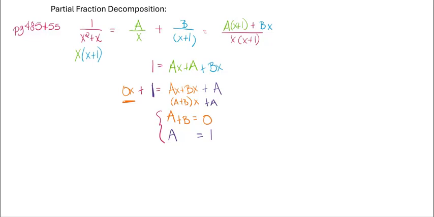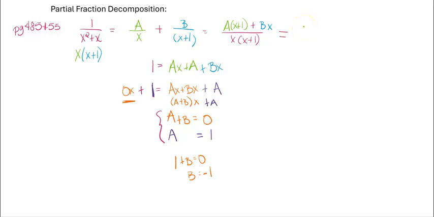And then I can solve this linear system, which is super simple, because I can just use a back substitution, since a is 1. Well then, 1 plus b equals 0, so b would equal negative 1.